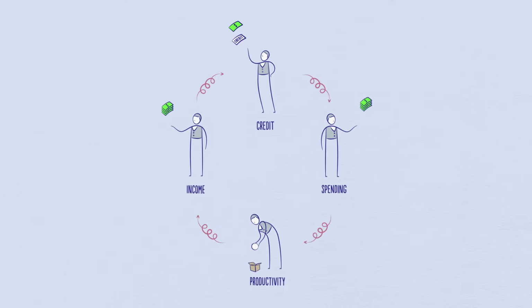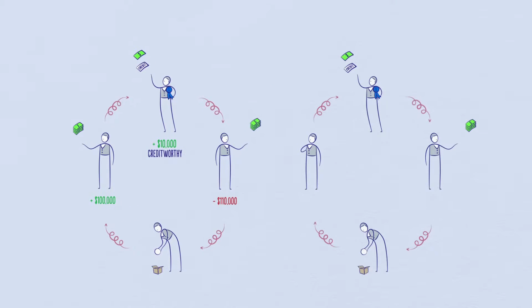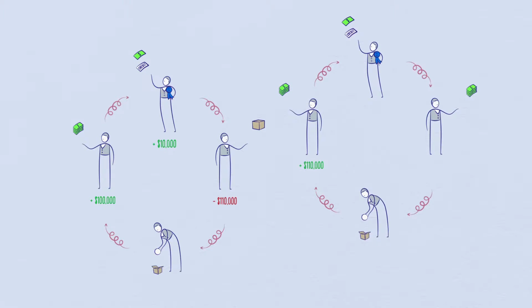Let me give you an example. Suppose you earn $100,000 a year and have no debt. You are creditworthy enough to borrow $10,000, say on a credit card. So you can spend $110,000 even though you only earn $100,000. Since your spending is another person's income, someone is earning $110,000. The person earning $110,000 with no debt can borrow $11,000, so he can spend $121,000, even though he has only earned $110,000.